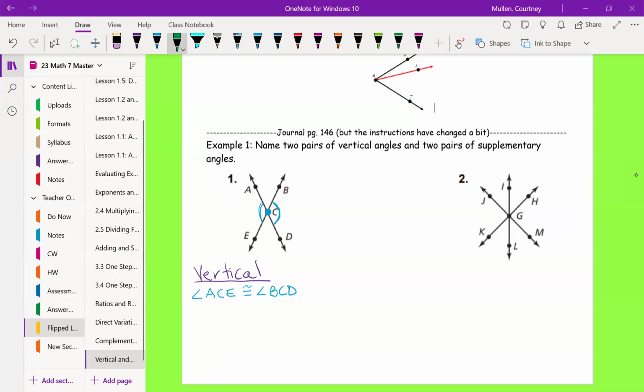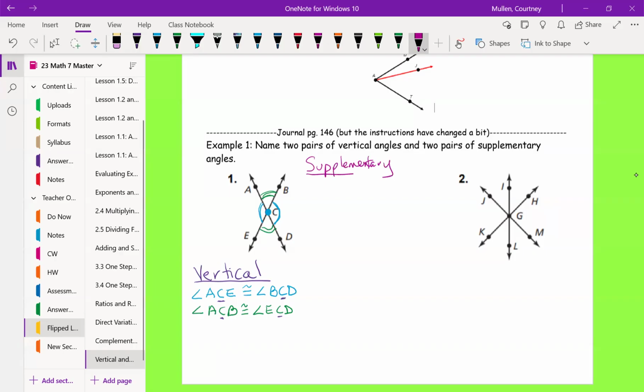Are there any other pairs of vertical angles? There are. Angle ACB is a vertical angle with angle ECD. Notice that that vertex point, C, is always in the center. Let's talk about some supplementary angles here that we see. Supplementary was from our prior lesson.